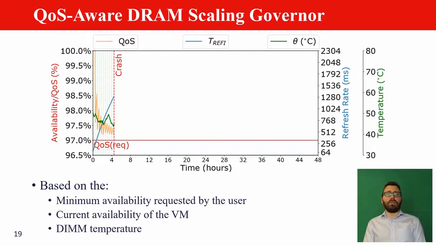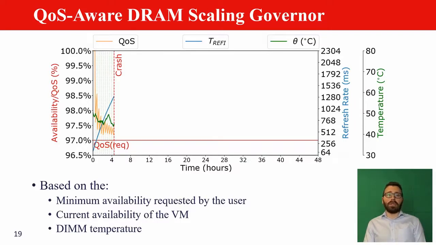On the left axis, with the orange line, we show the availability of the virtual machine and the minimum quality of service requested by the user using a solid horizontal red line. The right axis with the blue line shows the refresh rate that the governor has selected. The second right axis with the green line shows the temperature of the DIMMs. The lightly colored vertical lines indicate the timestamp when the virtual machine is checkpointing, while the dark lines indicate the moment when the virtual machine detected an uncorrectable error and had to recover to a previous checkpoint.